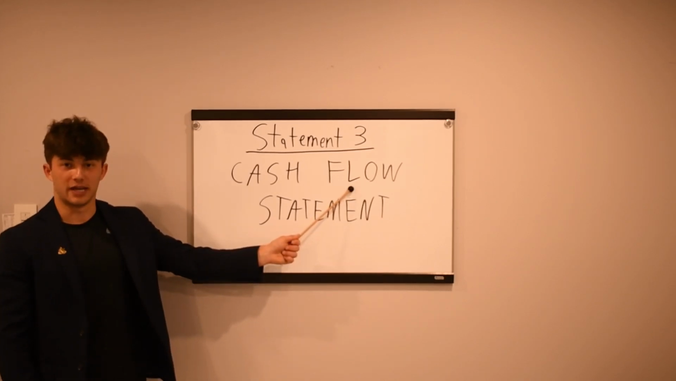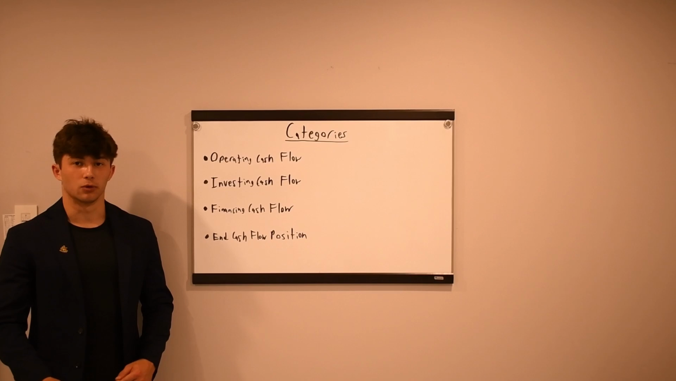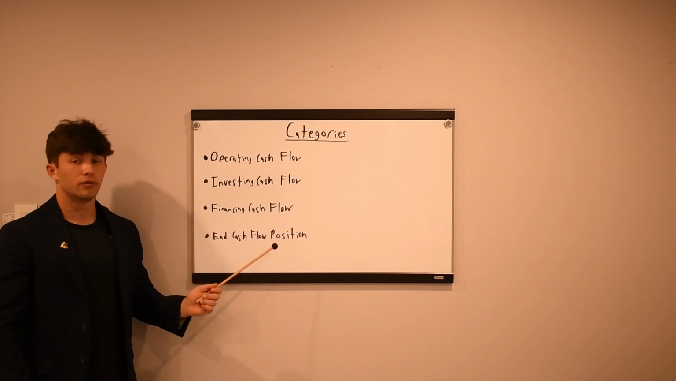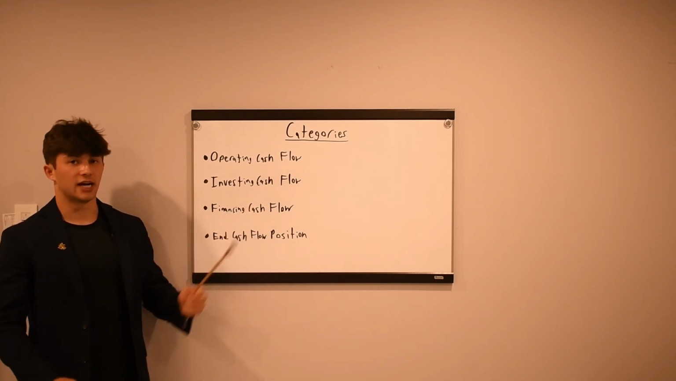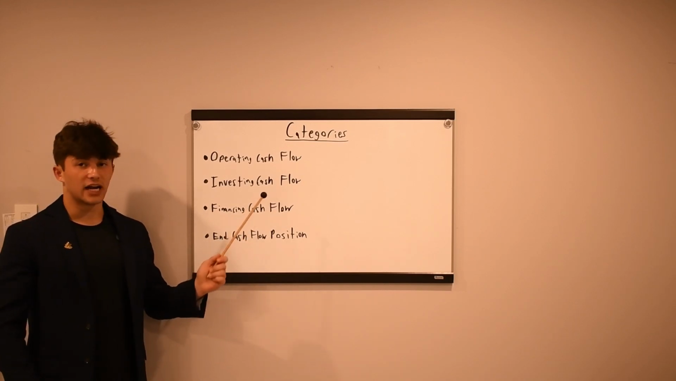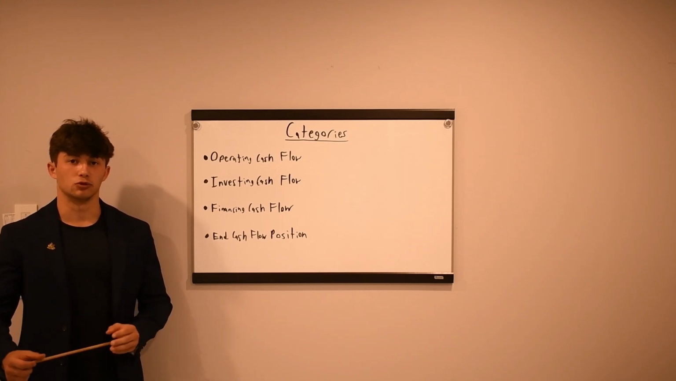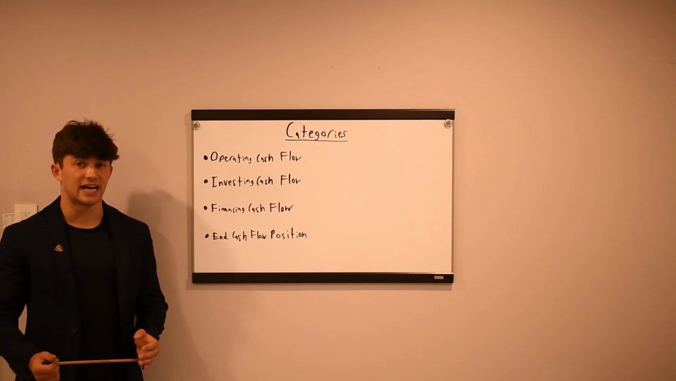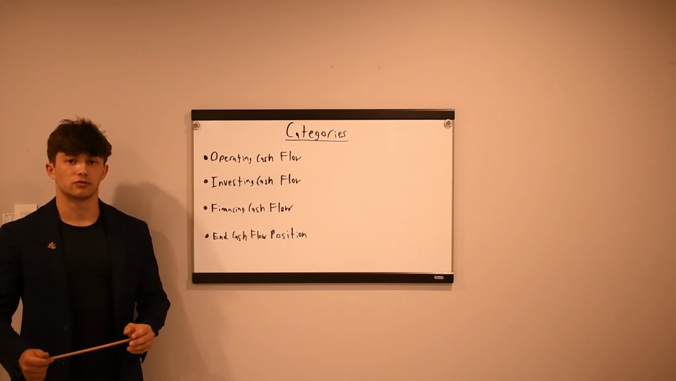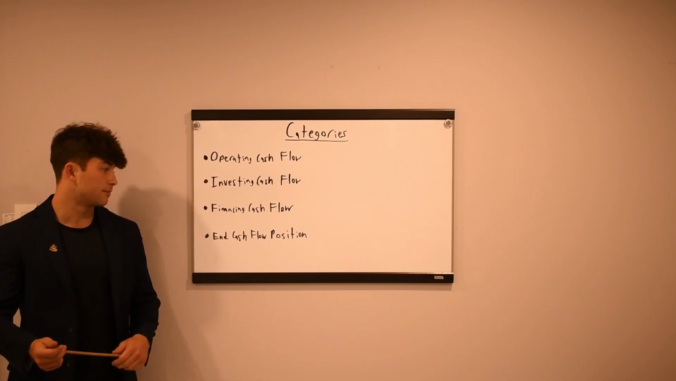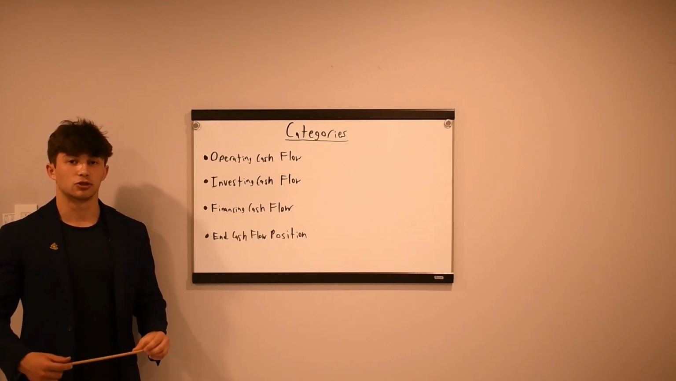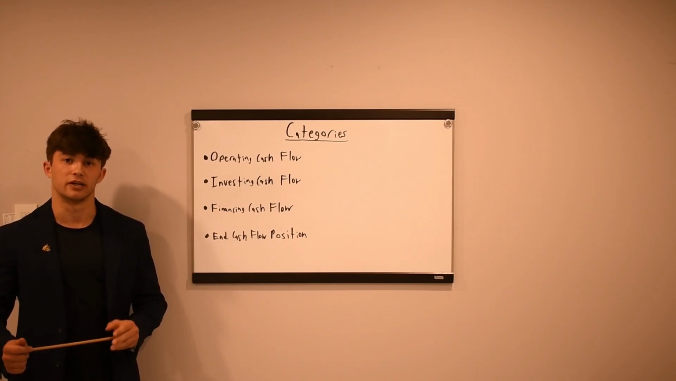Statement 3, cash flow statement. There are 4 major categories on a cash flow statement: operating cash flow, investing cash flow, financing cash flow, and end cash flow position. The operating cash flow is the amount of cash a company makes or loses from its core operations. Investing cash flow is the amount of cash a company makes or loses from either purchasing or selling fixed assets or securities. Financing cash flow is the amount of cash a company makes or loses from either taking out loans or paying off loans. And the end cash flow position is essentially a combination of all these 3 up here, and it tells us the total amount of cash a company made or lost within a year.